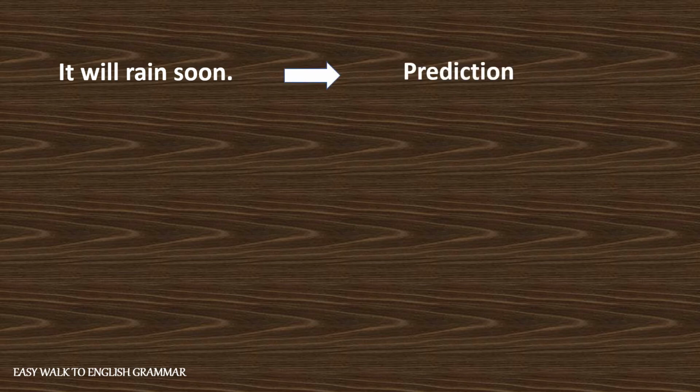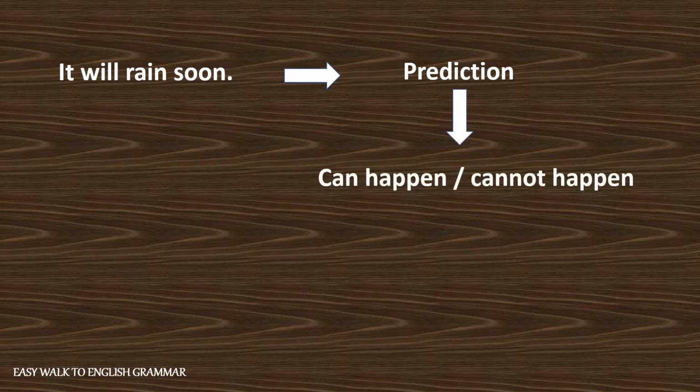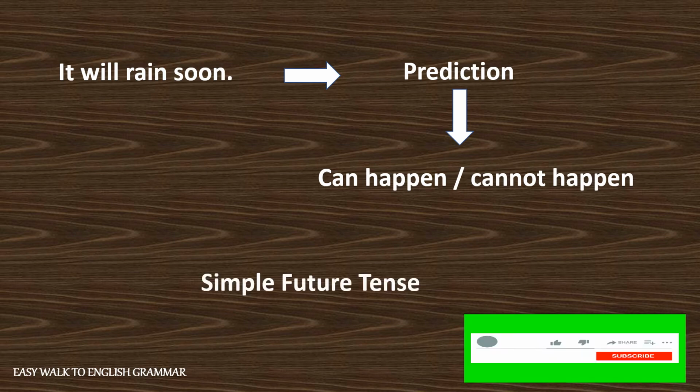What's the peculiarity of a prediction? It can either happen or cannot happen. A prediction, the peculiarity of a prediction is the action can happen or cannot happen. So, what can we learn from here? We can use the simple future tense to tell a prediction.